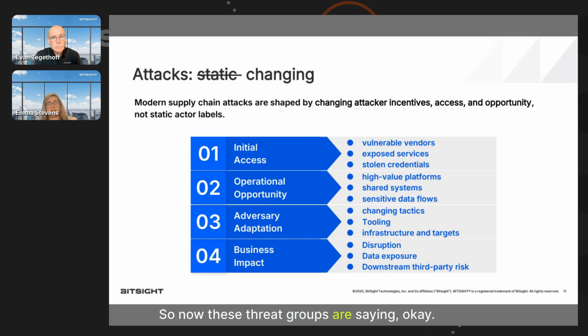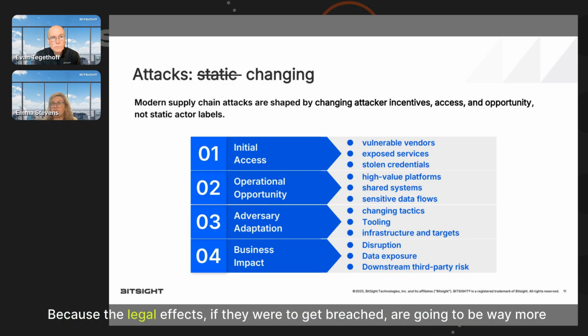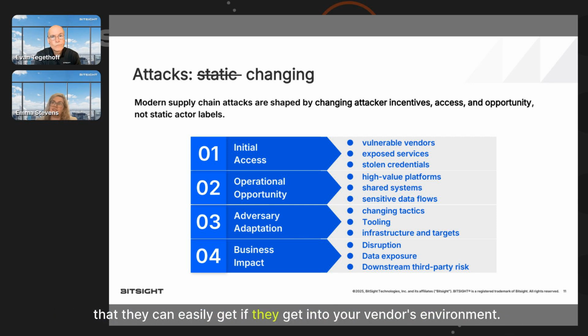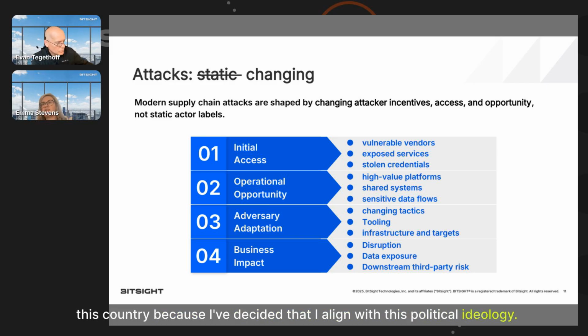So now these threat groups are saying, okay, companies aren't paying the ransom as much. Who can I go for that has no choice but to pay the ransom, because the legal effects, if they were to get breached, are going to be way more expensive or way more catastrophic than if they just were to pay the ransom. So they're looking at your vendors, the ones that have access to your information that they can easily get if they get into your vendor's environment. They're looking at groups that are just saying, hey, I'm not associated with anyone, but I am a hacktivist and I'm hacking on behalf of this country because I've decided that I align with this political ideology.